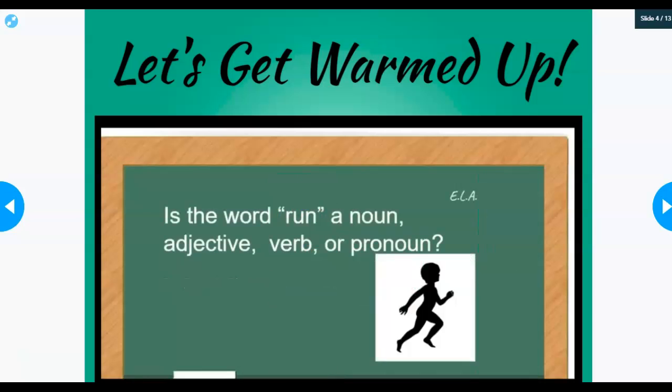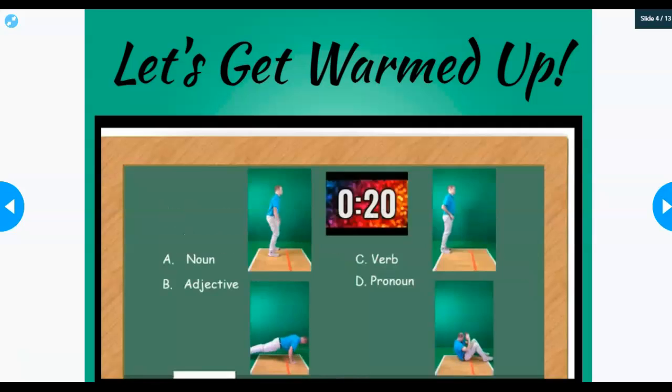Okay, last question. Is the word run a noun, adjective, verb, or pronoun? Is it A, noun, B, adjective, C, verb, or D, pronoun? You have 20 seconds to complete your exercise.